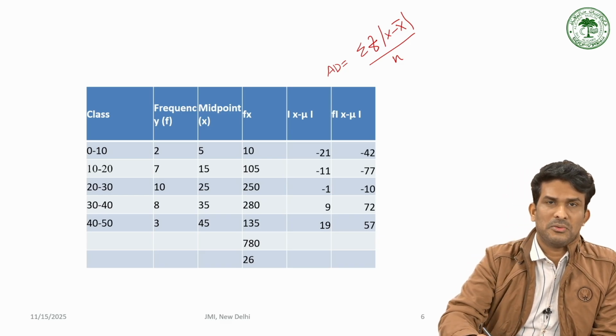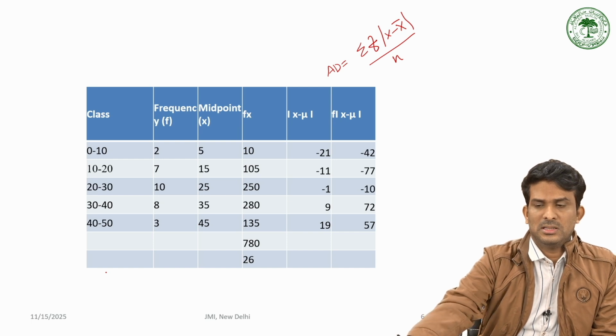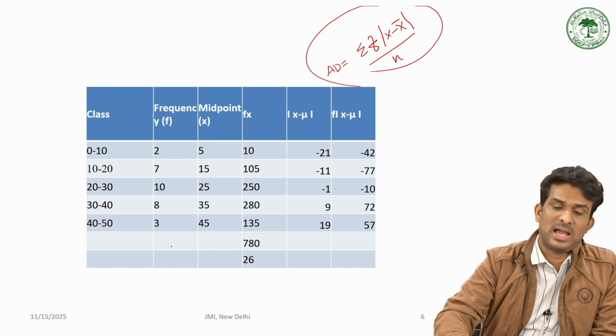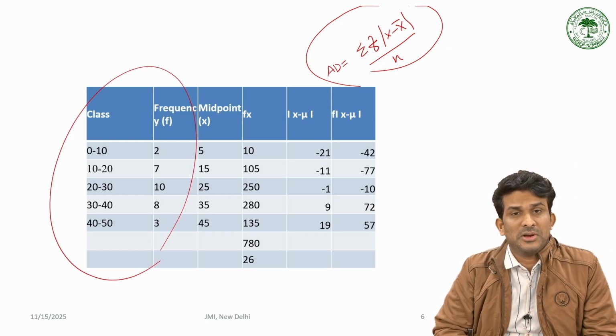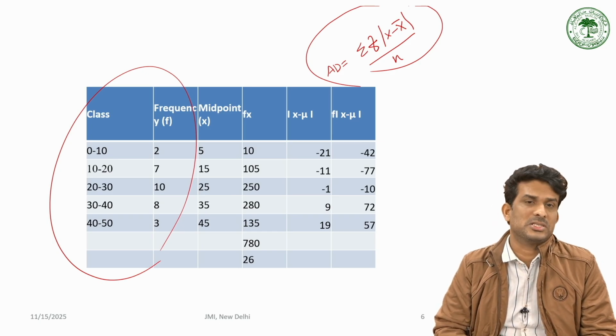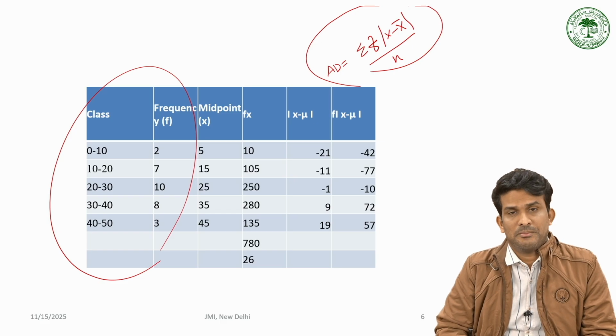See, how do we go for that? This is an equation for us to calculate it. This is the data set we have. 0 to 10 frequency is 2, 10 to 20 frequency is 7, 20 to 30 frequency is 10, 30 to 40 is 8, and 40 to 50 it is 3.